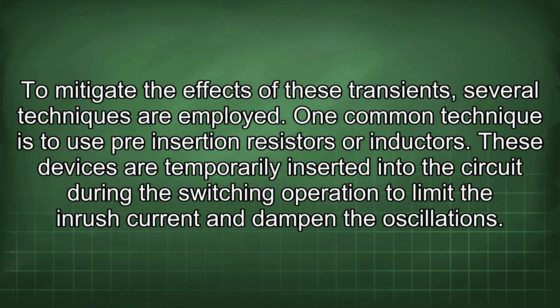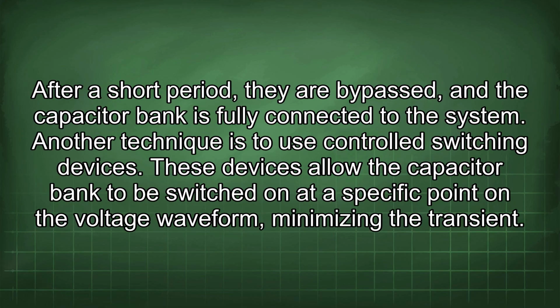To mitigate the effects of these transients, several techniques are employed. One common technique is to use pre-insertion resistors or inductors. These devices are temporarily inserted into the circuit during the switching operation to limit the inrush current and dampen the oscillations. After a short period, they are bypassed and the capacitor bank is fully connected to the system.